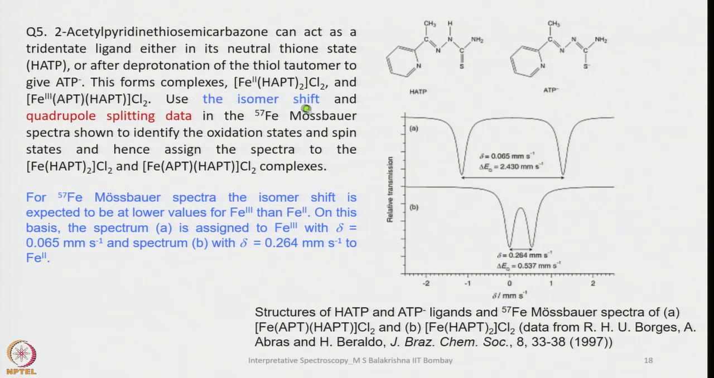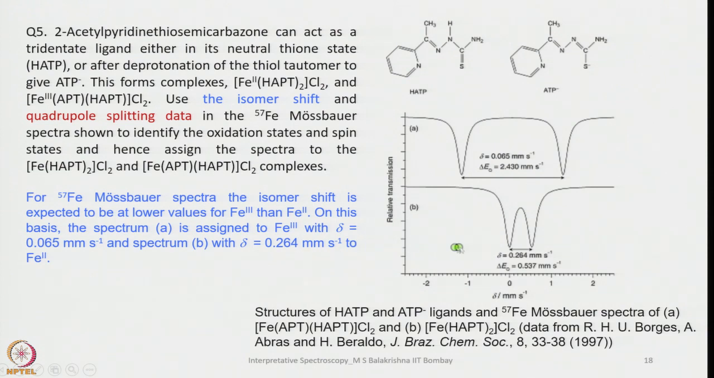Use the isomer shift and quadrupole splitting data provided in the 57Fe Mössbauer spectra to identify the oxidation states and spin states, and hence assign the spectra to the complexes. For 57Fe Mössbauer spectra, the isomer shift is expected to be lower for Fe(III) than Fe(II). On this basis, spectrum A is assigned to iron(III), with a delta value of 0.0065 millimeters per second and also 2.430 millimeters per second.